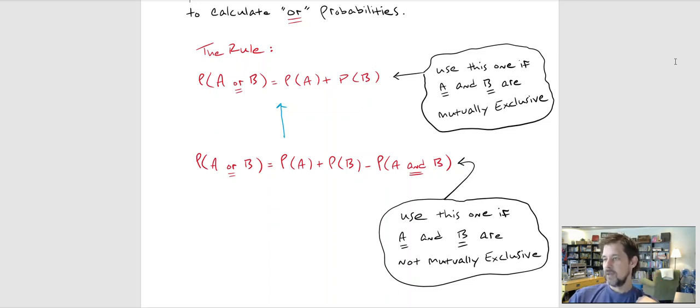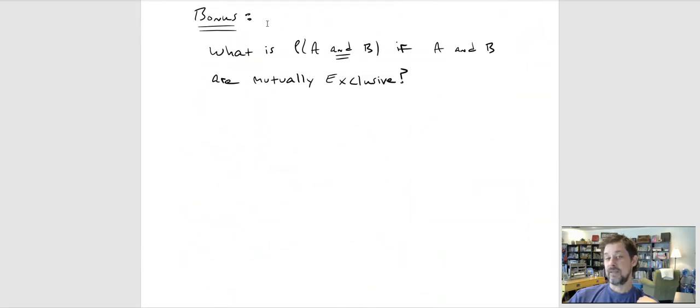Here's why. So I asked this question at the end of the video. What is the probability of A and B happening if A and B are mutually exclusive? So say events A and B can't both happen at the same time. What's the probability of A and B? All right, well, probability of A and B, if they are mutually exclusive, if it's impossible for them both to happen at the same time, A and also B, that's going to be 0. In statistics, something that's impossible has a probability of 0.